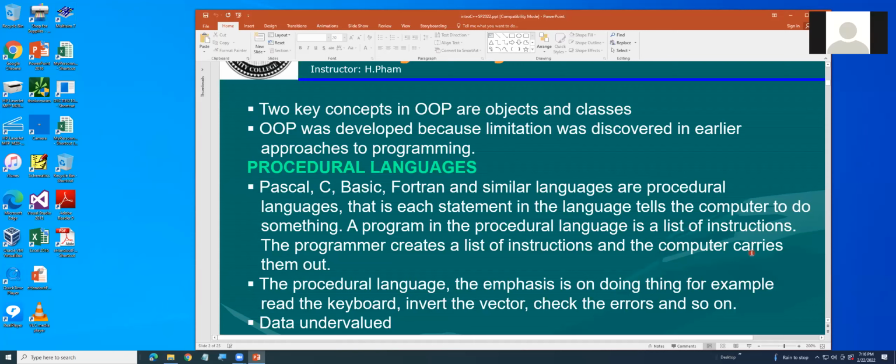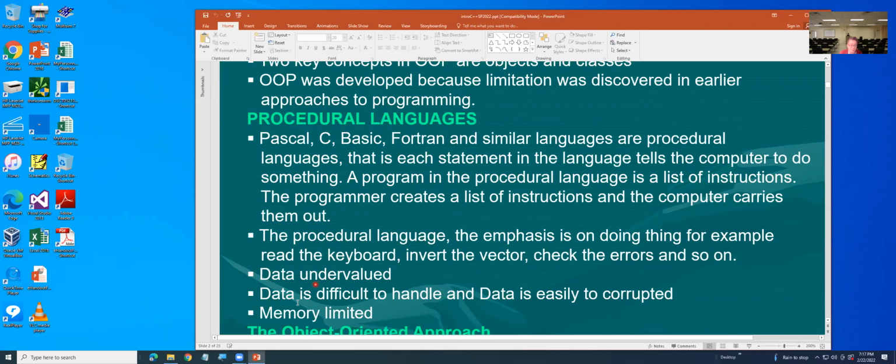Okay, got it, thank you. In the past, they load into memory and they keep loading. That's why they get the problem with the memory being limited, okay? Okay, thank you, Mr. Pham. Yeah, no problem. Anything confusing, anything you don't understand, just bring it up.